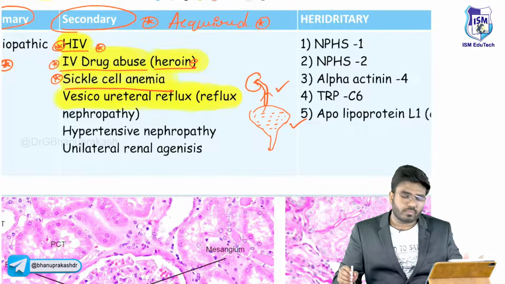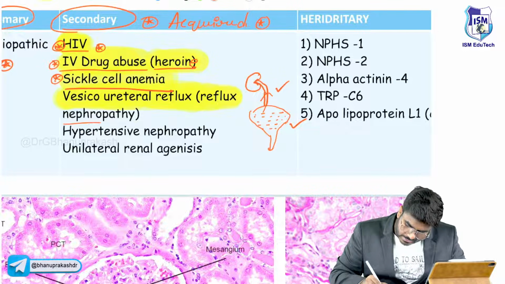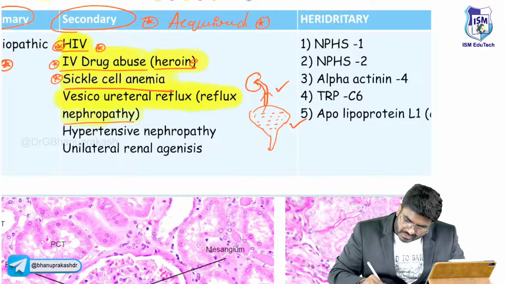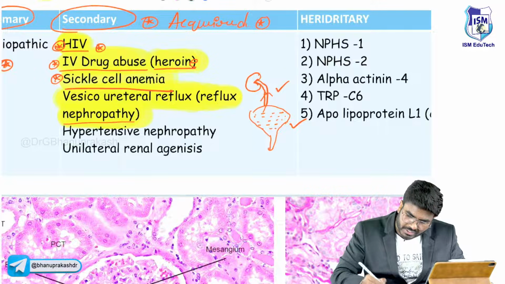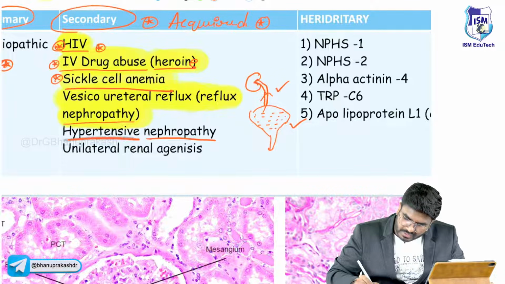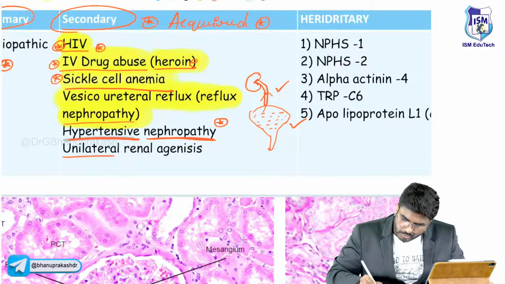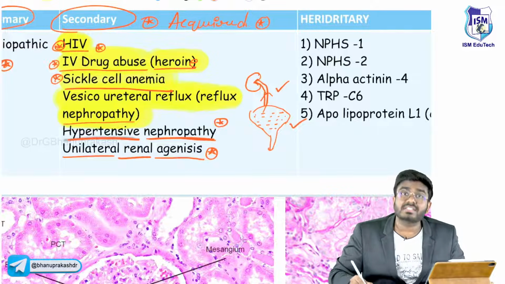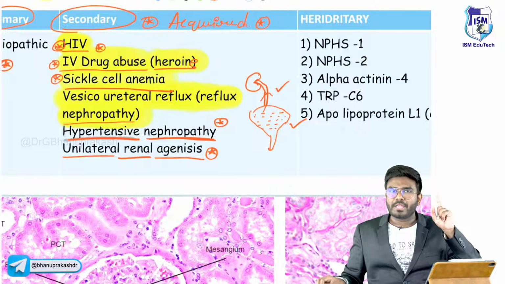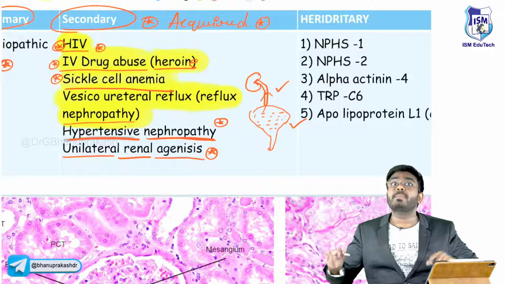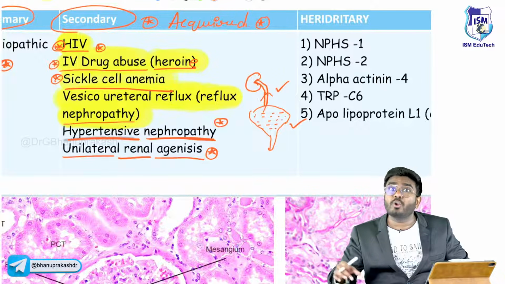Which type of kidney damage? Focal segmental glomerular sclerosis. Done. And hypertension nephropathy. The patient is having hypertension that can lead to nephropathy, hypertension nephropathies. Okay, unilateral renal agenesis, I have discussed in the beginning. In unilateral renal agenesis, in the leftover kidney, there will be glomerular sclerosis.